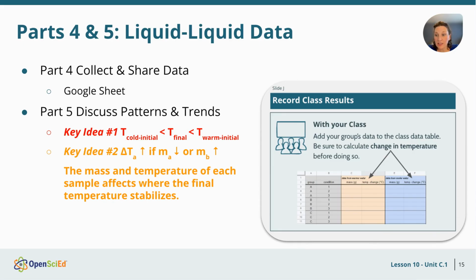And then for key idea 2, you'll have delta TA increase if mass of A decrease or mass of B increased. You'll add that to the paper along with the statement, the mass and temperature of each sample affect where the final temperature stabilizes.